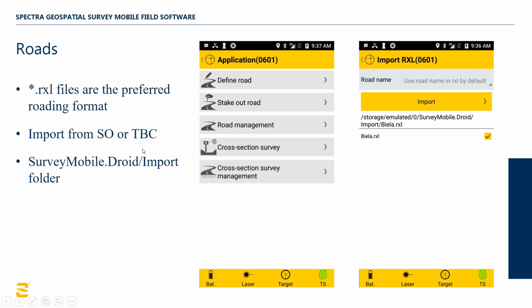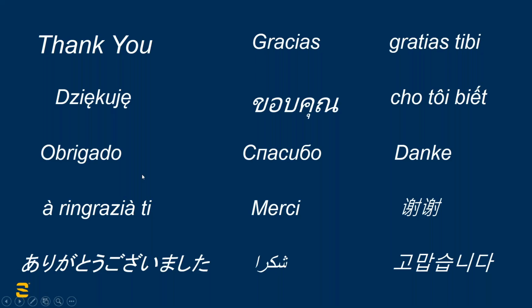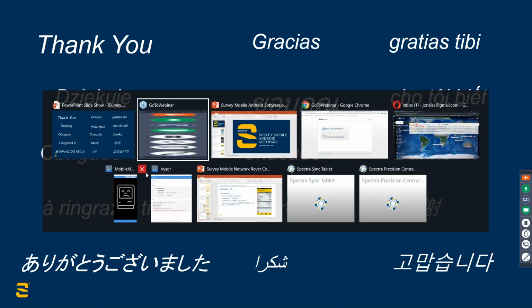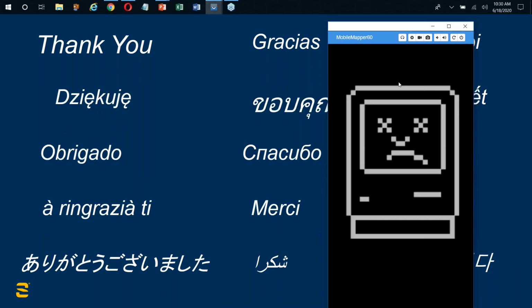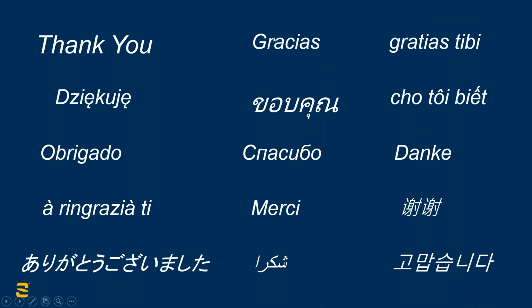RXL, as I mentioned earlier, is the preferred roading format. Then it goes into the import folder. And that is it. I did have the software hooked up, but it's not running right now, it doesn't seem. I was going to offer to show things live, but it doesn't seem to be working right now.